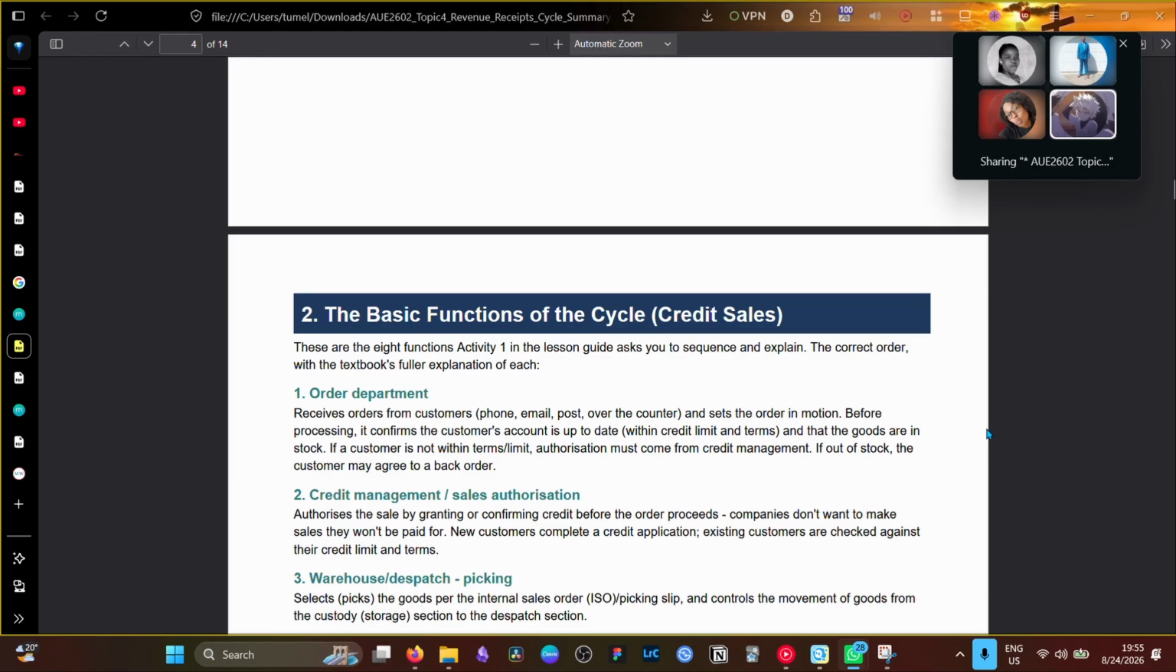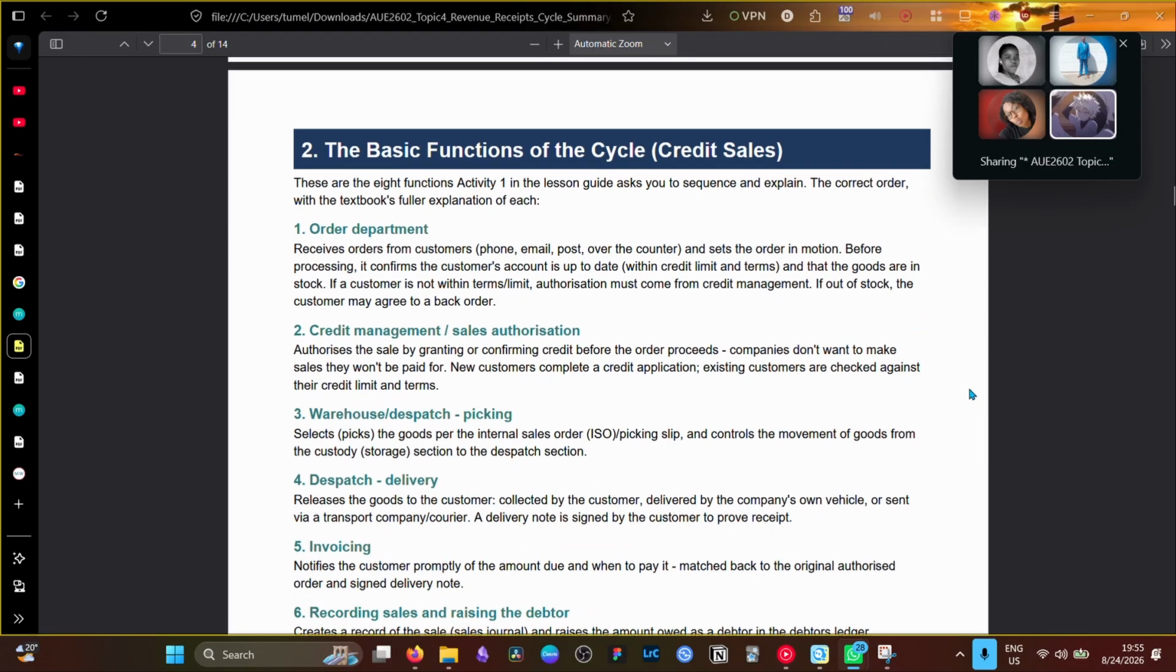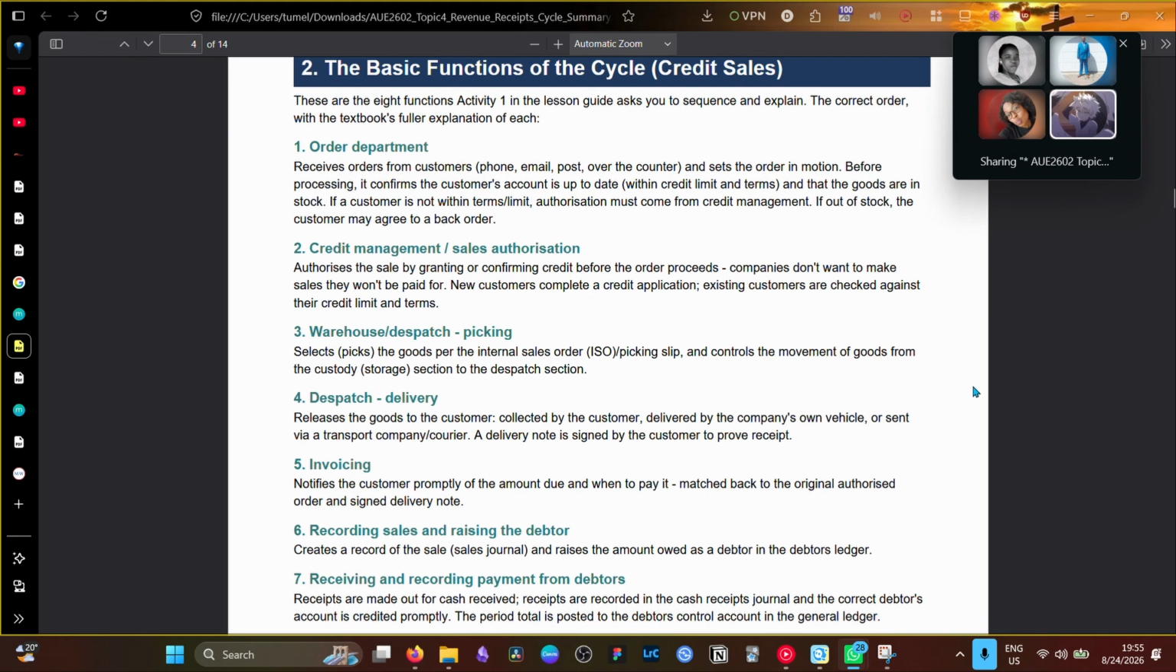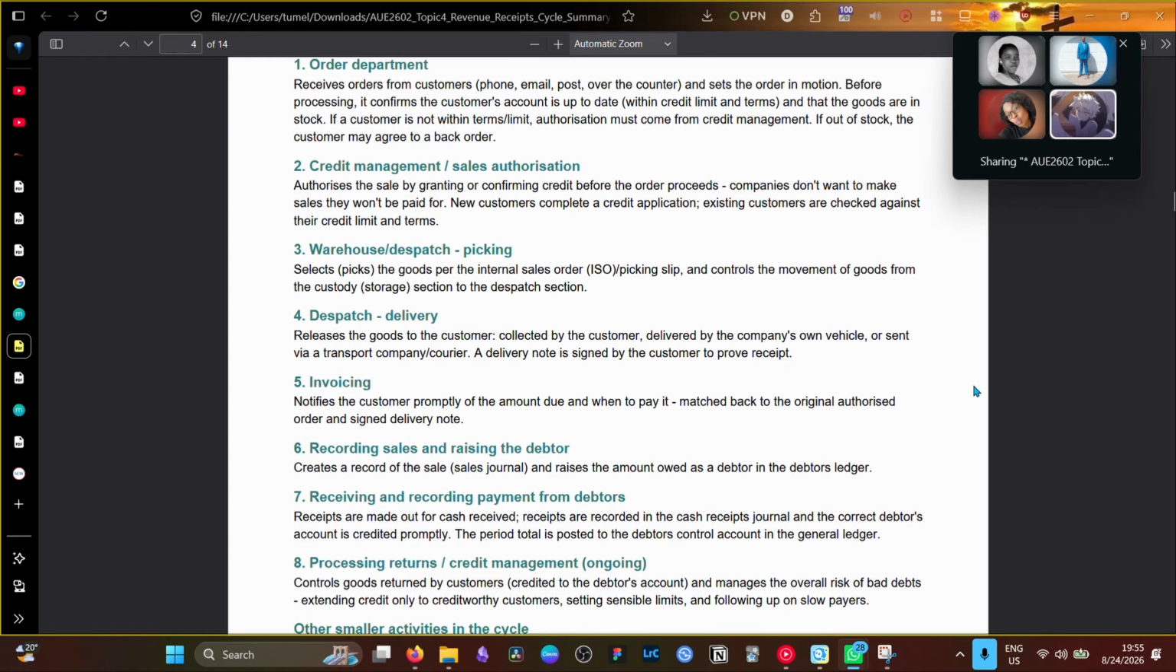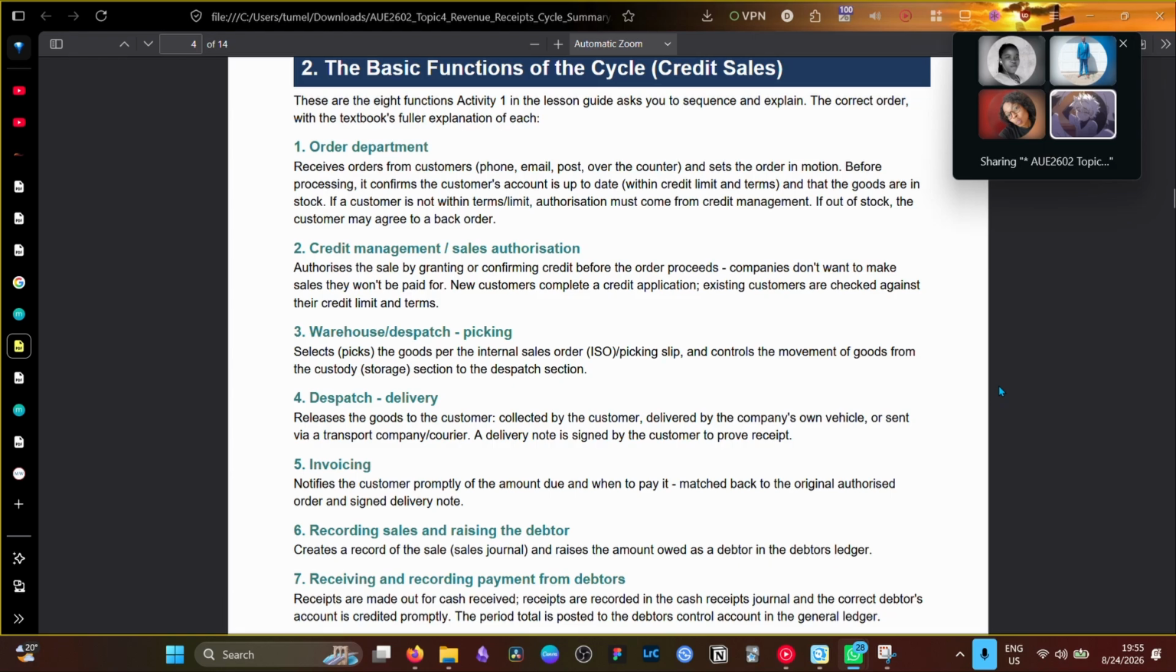Okay. Let us continue. So now we're going to be looking at the basic functions of the cycle. Now here, there are 8 functions. And in these 8 functions, the whole point of a cycle is the order. You have to understand what happens here. After this step, this happens. After this step happens.